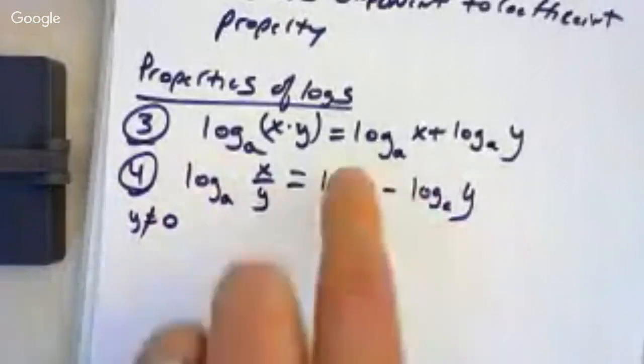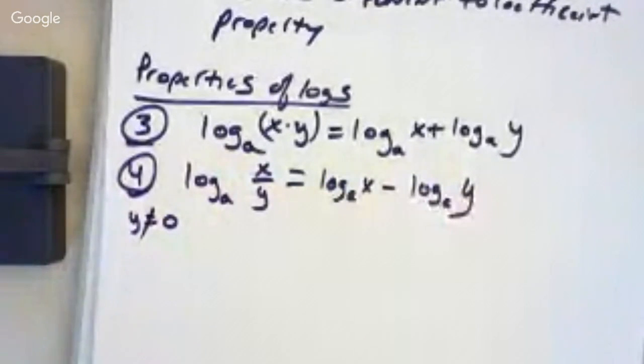Notice they do have to have the same base. If this is log base 7 and this is log base 70, that doesn't work out. So will the numerator go first and then denominator second? Absolutely. Yep. How come it doesn't matter that the y is in the denominator? Because as long as y is not equal to 0, this property will hold.